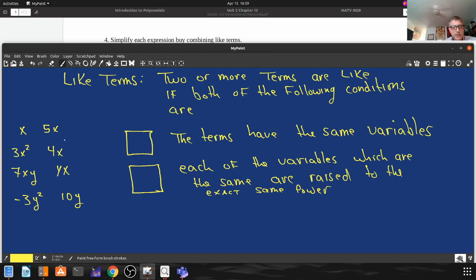So let's look at our boxes. x and 5x. Do the terms have the same variables? Yes, they do. Are each of the variables, which are the same, raised to the same power? Yeah, each x is raised to the power 1. So these are like terms. Let's try it again for the next one. 3x squared and 4x. The terms have the same variables, their variable is x, but each of the variables are not raised to the same power. So these are not like.